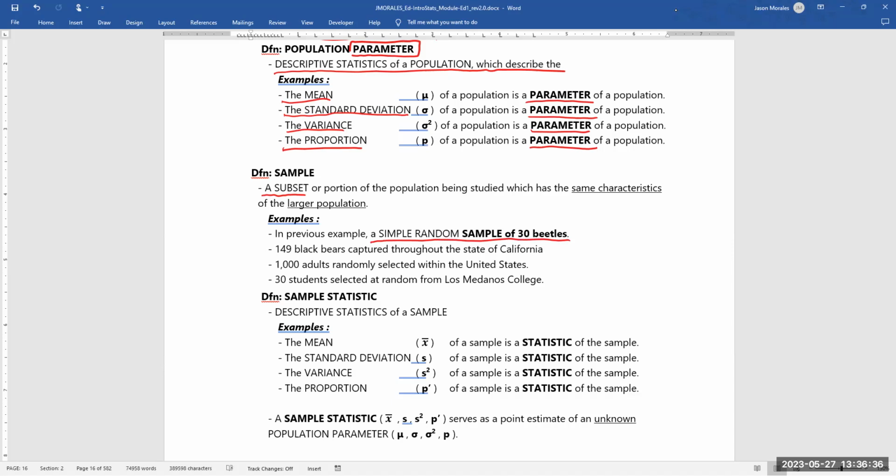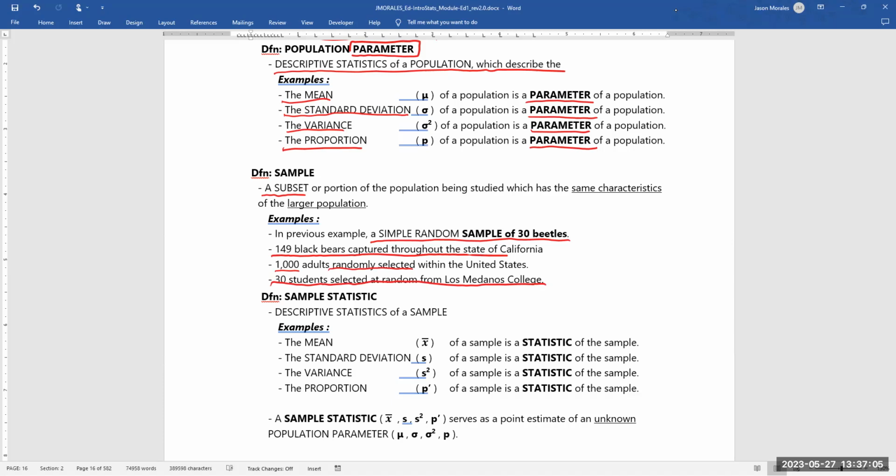Another example, if we were interested in learning about all black bears in California, we could take a sample of only 149 and capture them throughout the state. Or another example of a sample would be 1,000 adults randomly selected within the United States, or 30 students selected at random from Los Medanos College.